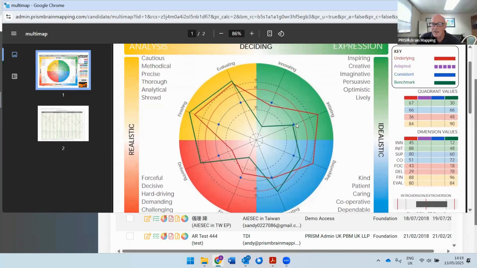But the two that stand out here in green: initiating, we wanted the midpoint, but this candidate's a lot higher. So there could be a big mismatch there. The candidate will be looking to behave in the initiating style, and they will perhaps be frustrated because they can't do that. Innovating, yes, there is a mismatch, but probably not that critical.